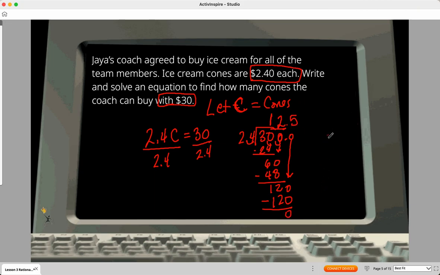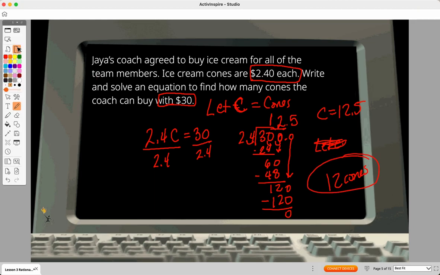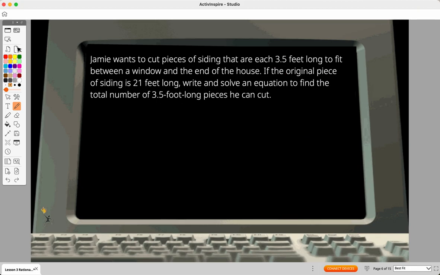So the question is, how many cones can he buy? He can't buy half a cone. So C is equal to 12.5, but the correct answer is 12 cones. He can't buy half a cone. Okay? So hopefully that team is smaller than 12. You guys give this one a try with Jamie trying to cut pieces of siding that are 3 feet long, 3.5 feet long.